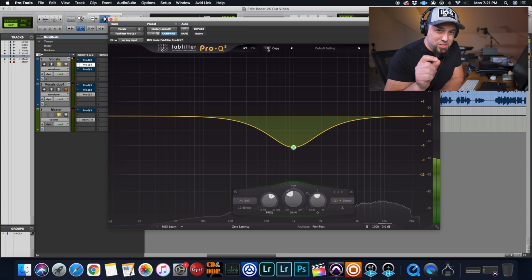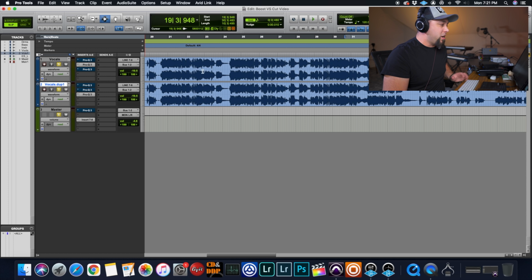Okay, slight differences, but it's because I can't actually perfectly match the EQ curves when boosting and cutting. However, I have figured out how to put this to bed once and for all. We're gonna settle this right now. So I've got a duplicate here. Both vocals are exactly the same.